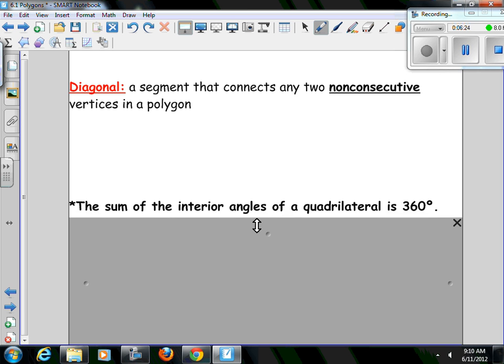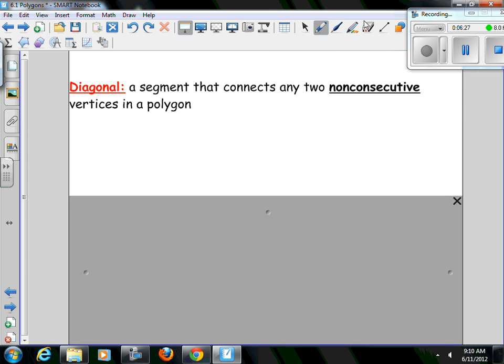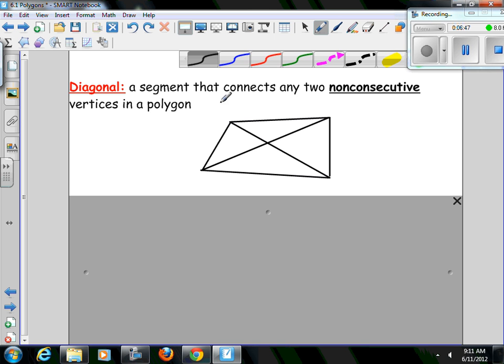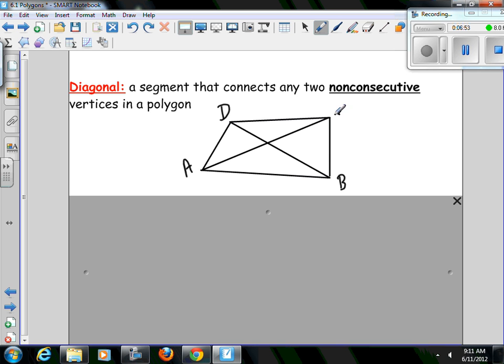A diagonal is a segment that connects any two non-consecutive vertices in a polygon. So let's say we have a polygon like so. This is certainly not a regular one, but if you were to connect any two non-consecutive vertices, say these vertices or these, you would get diagonals. And we're going to name those diagonals. Let's say we have A, D, B, and C here. The diagonals in this polygon are segments DB and segments AC.